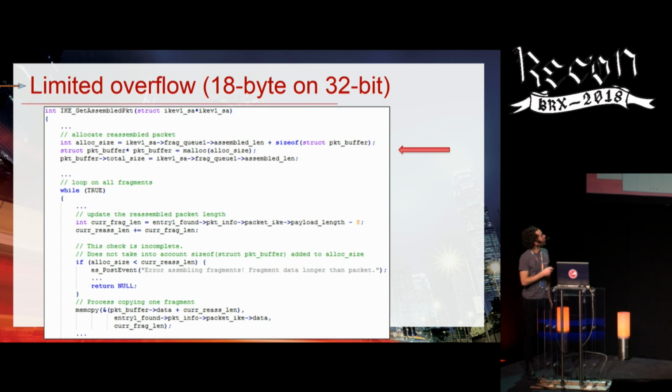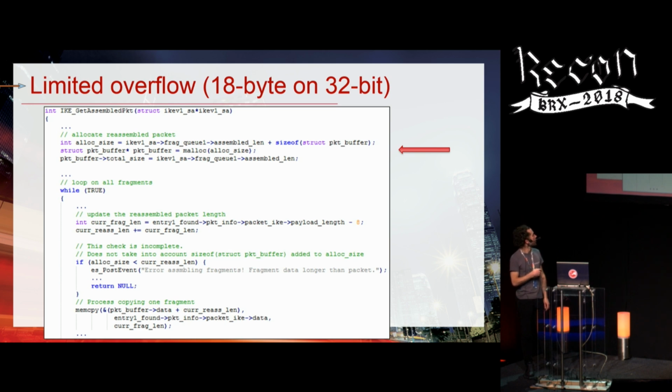This is the function that reassembles the packet. It assumes that it has received all the fragments. The first thing it does is allocate a buffer for the reassembled packet. The way it does it is it uses a length, which is the accumulated length plus the size of a buffer, which is the buffer holding a pointer for the reassembled packet and some metadata. Then it loops over all the fragments, computes the length of the fragment, adds it to the length, and does a check that the reassembled length doesn't go outside of the actual length.